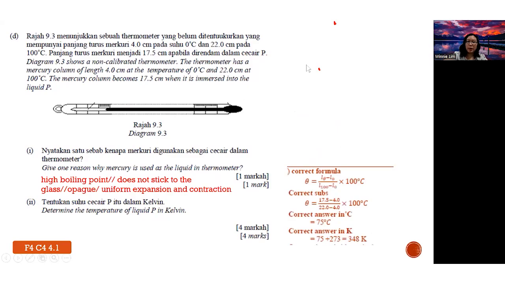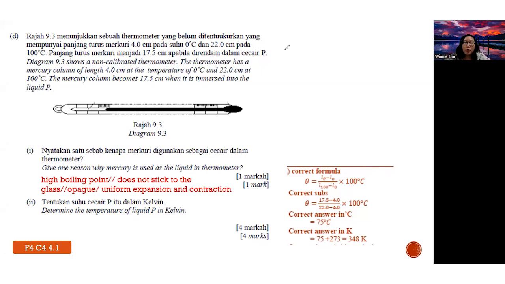Okay, so I told you just now, other options that you can give for the characteristic of the mercury liquid: it should have a high boiling point, does not stick to the glass, opaque, uniform expansion and contraction. All this is acceptable. And just now the calculation and the formula I also showed you, how you obtain this formula and get the final answer. So this is the whole question 9.